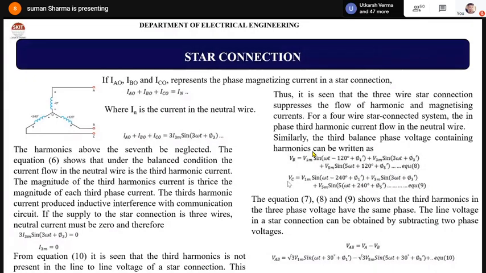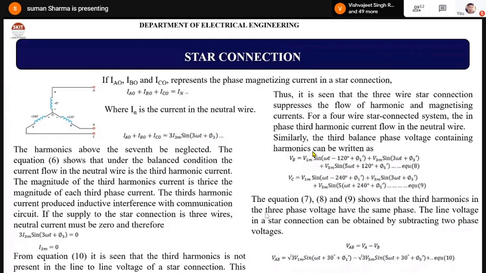Then VC, you are subtracting again 120 from VB, so it is minus 240 and here it is plus 240. These equations show that third harmonics in the three-phase voltage have the same phase. डेल्टा में करंट में आ रहा था, कोफेजल करंट्स आ रहे थे, स्टार में वोल्टेजेस में थर्ड हार्मोनिक कंपोनेंट कोफेजल है. So the third harmonics in the three-phase voltage have the same phase.